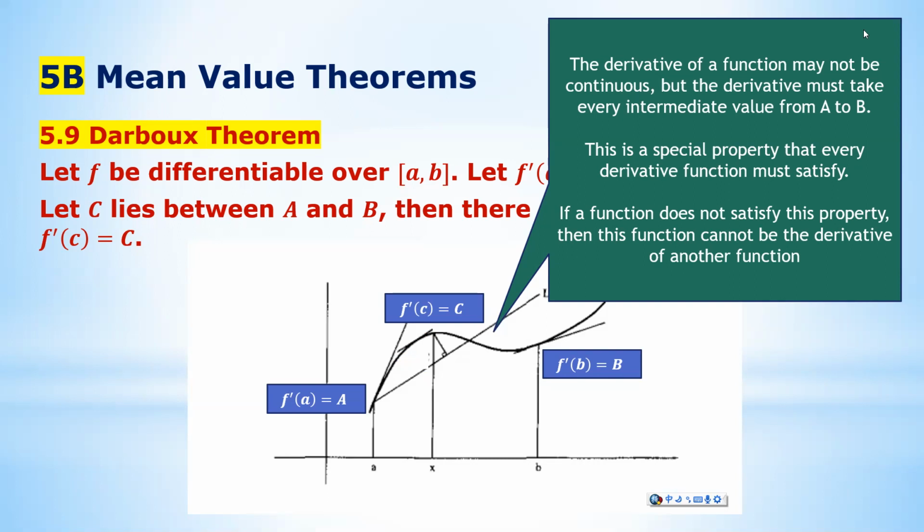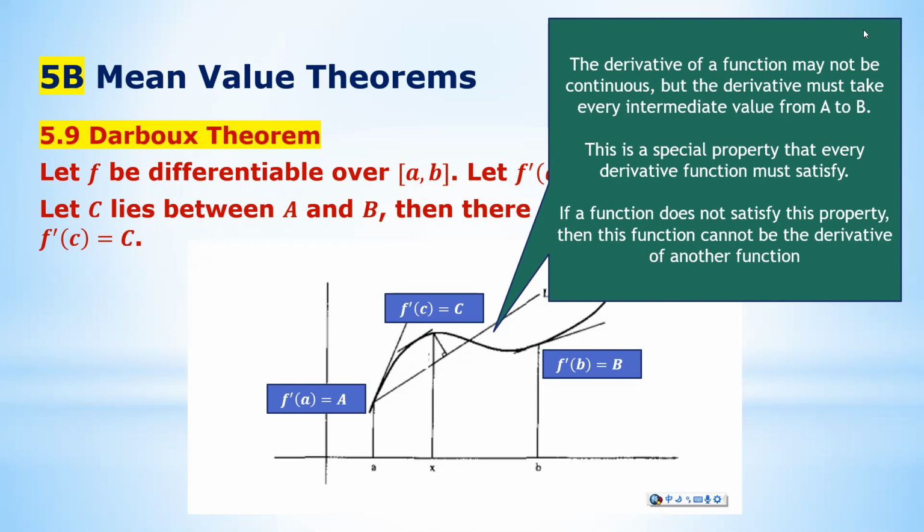At least the derivative function cannot miss any value from the left end to the right end point. Okay, so that's the critical result that follows from this theorem. Okay. Any questions? So this is the Darboux theorem.